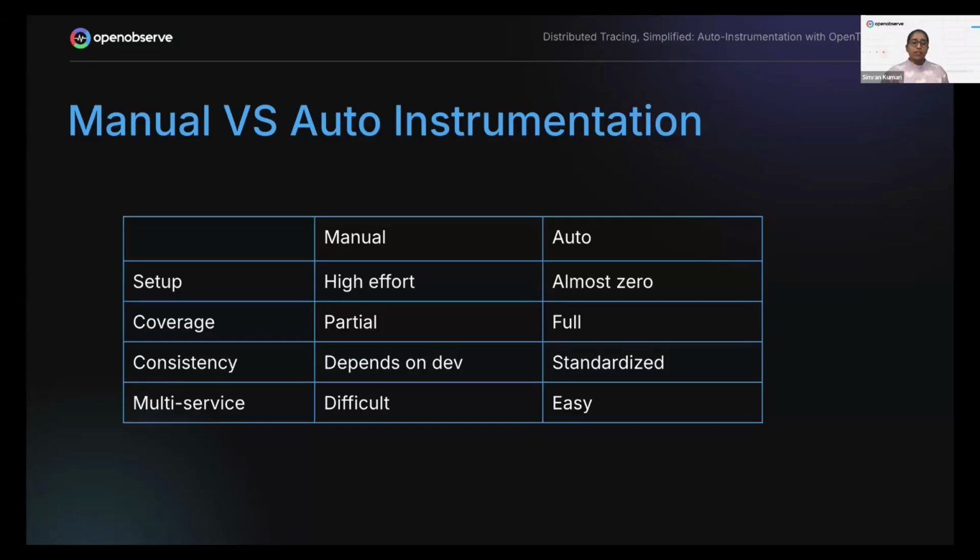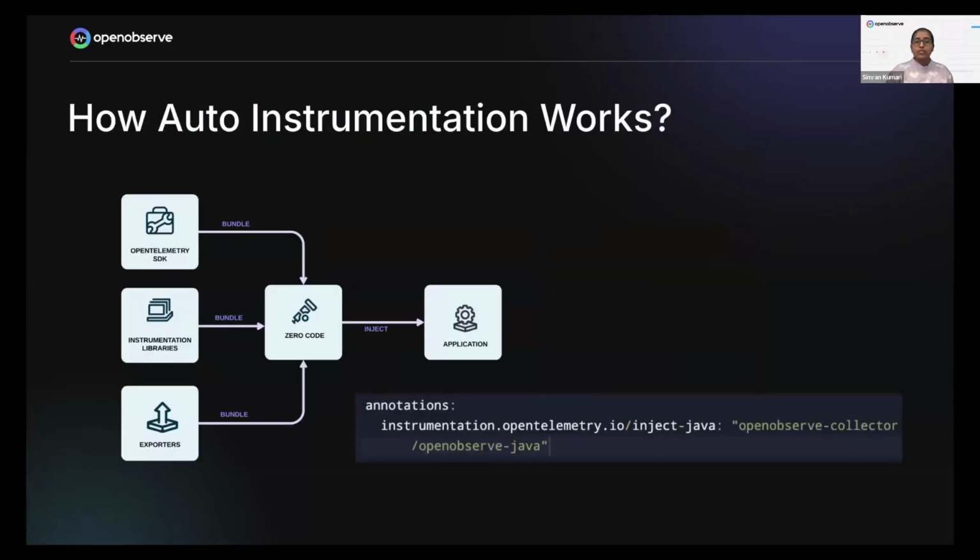Again, the same thing: when we have multiple services running in different languages, manual instrumentation is quite a time consuming process. It's difficult. You have to do things manually. With auto instrumentation, things get a lot easier. How auto instrumentation works is it bundles all the OpenTelemetry SDKs, the instrumentation libraries, and the exporters into a zero code bundle, and you can inject that bundle into your application simply by adding an annotation.